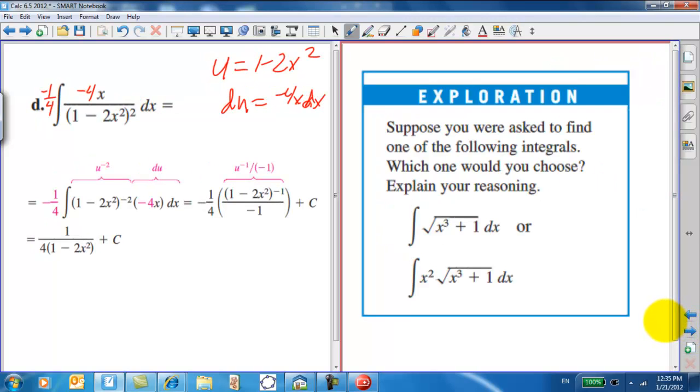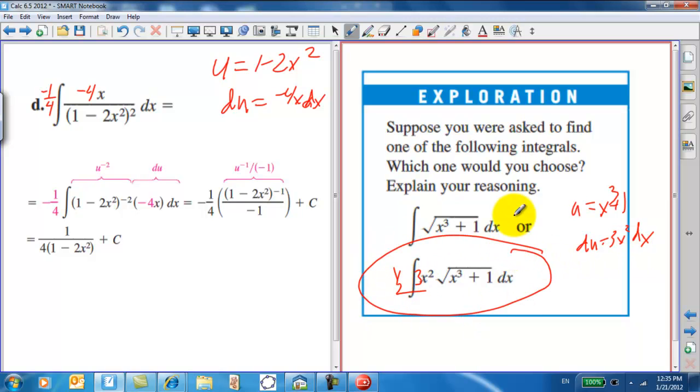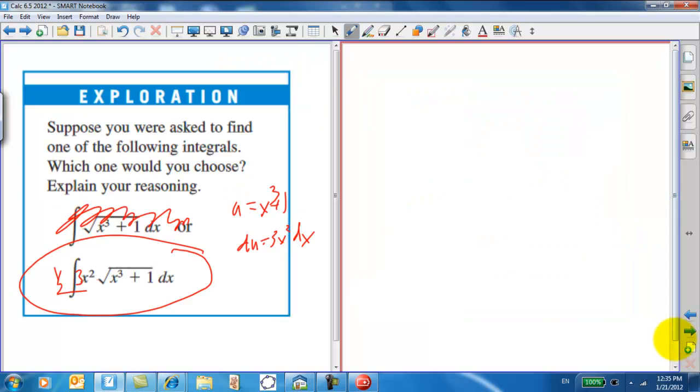Okay, suppose you're asked to find one of the following integrals. Which one do you choose? And explain your reasoning. Would you like this one or this one? Well, in either case, you would probably pick u to equal your inner function, x cubed plus 1. And then du would be 3x squared dx, which we could find here. So that's why we choose this one and say, ooh, let's not do that one. Let's actually ask the calculator what that works out to be.